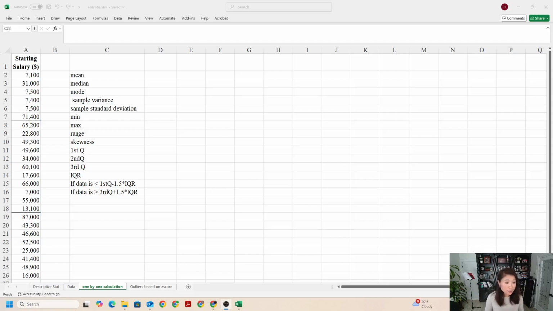And also how to use the second approach to identify outliers. We learned how to use the z-score to identify outliers, but the other approach is based on the interquartile range. Okay, so let's start together.